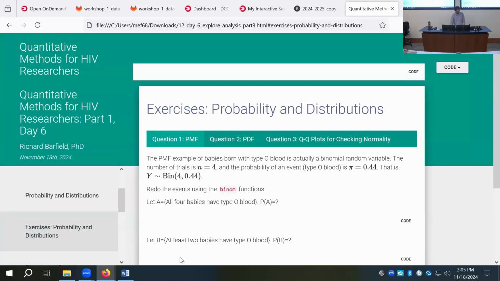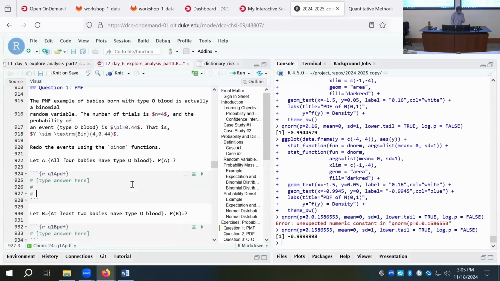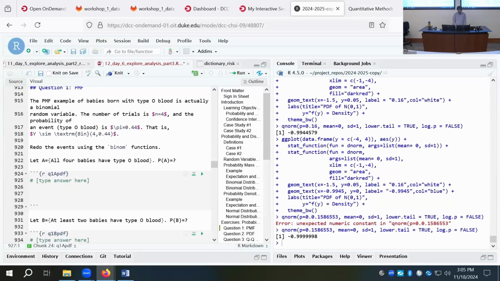So we want to know whether or not all 4 babies have type O blood. Okay. So I'm basically going to go, it is dbinom, x equals 4, size equals 4, probability equals 0.44, right? And this, I think, should equal 0.037.